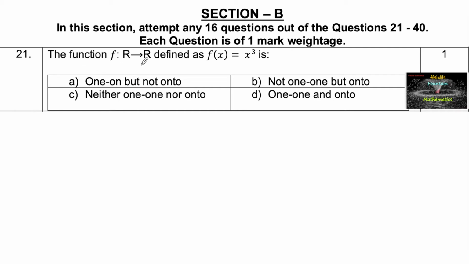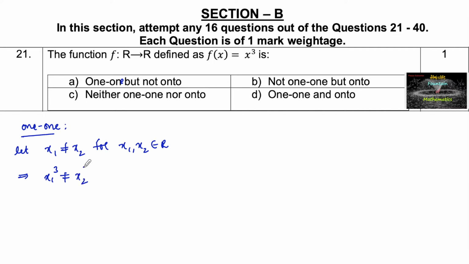The function f from R to R defined as f of x is equal to x power 3 is. So let us check one to one. Let x1 not equal to x2 for x1, x2 belonging to R. Which implies that the cube of these real numbers, x1 cube, is also not equal to x2 cube. For any two distinct real numbers, their cubes are not equal.